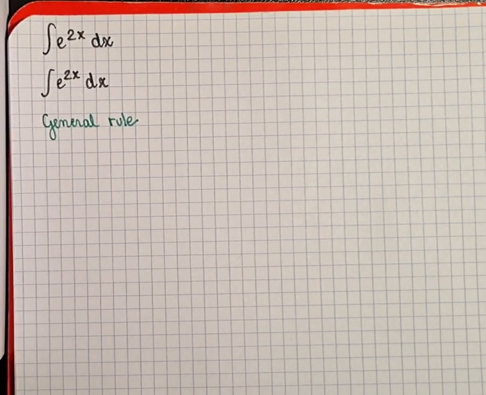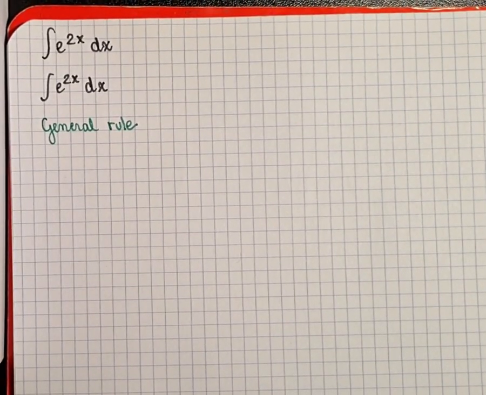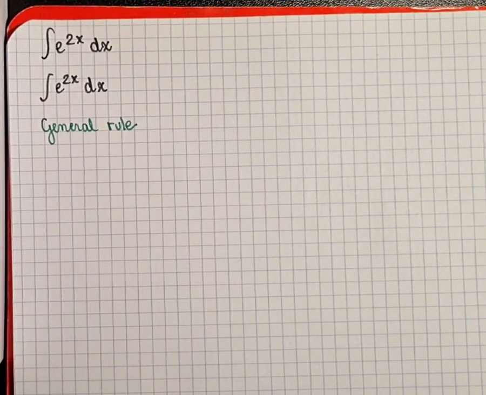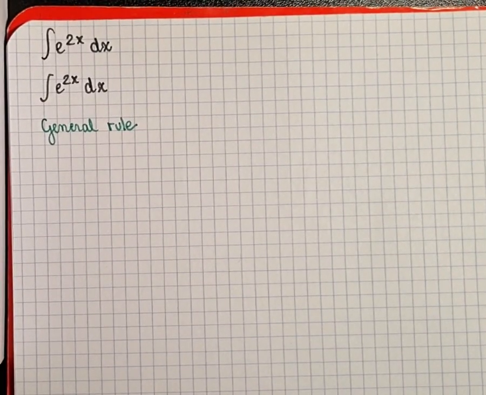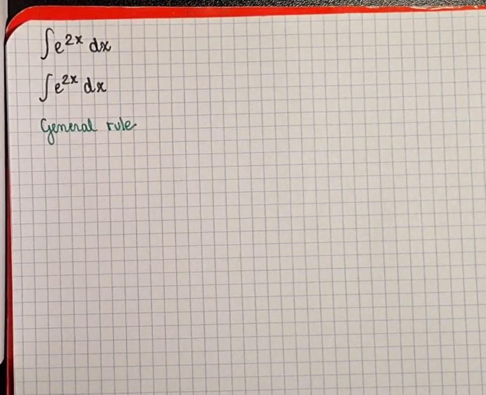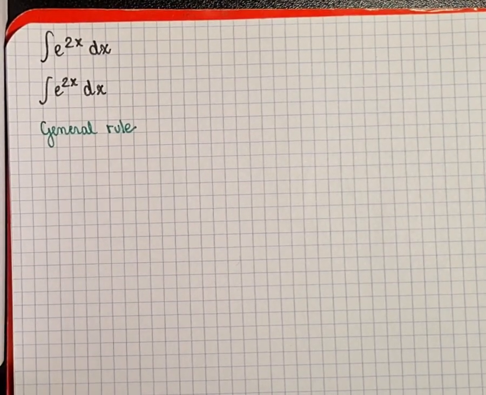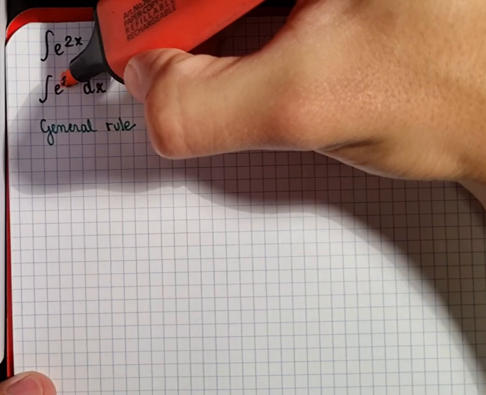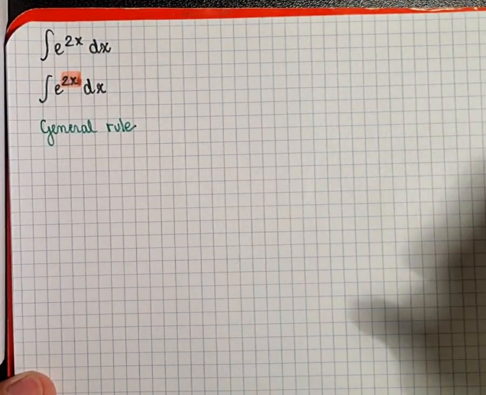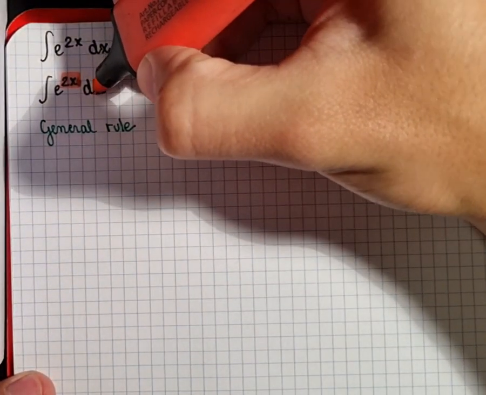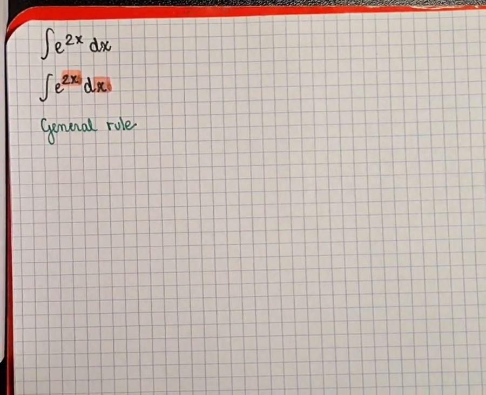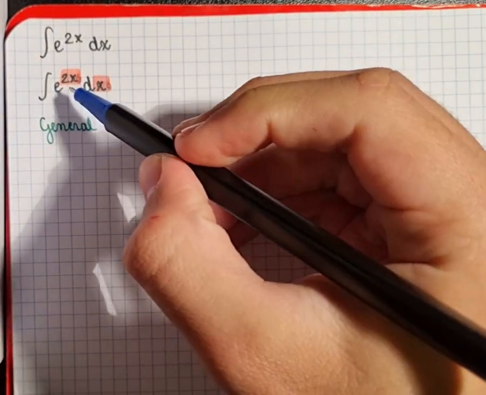So for this integral here, it can seem quite a bit odd when we see the integral of e elevated to 2x dx. So that means, let's interpret this, that e is elevated to a function and we are integrating this whole thing in a variable which is inside this function.